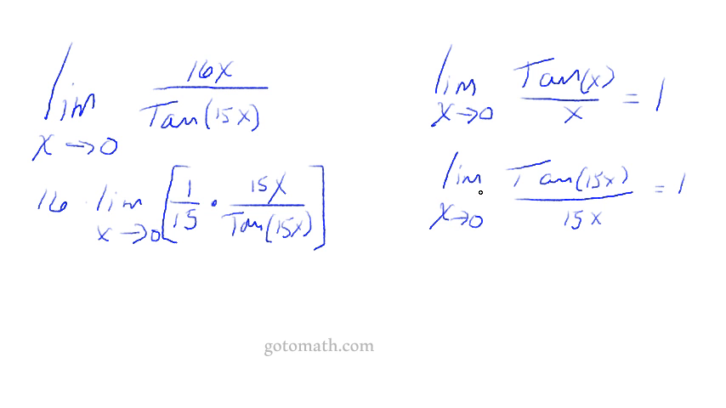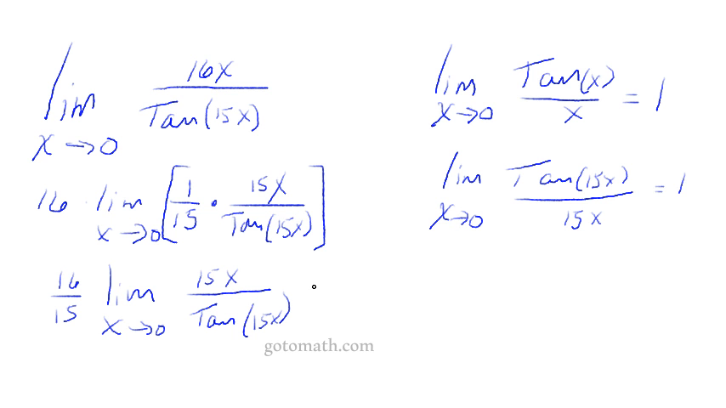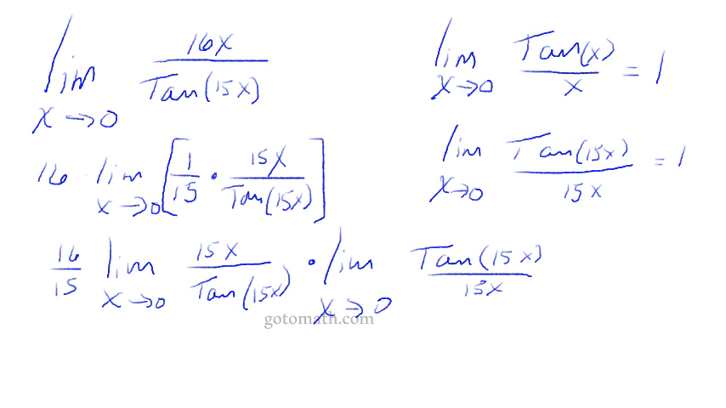So now what I'm going to do is take this limit here and multiply it by this limit. I'm going to take this 1 over 15 and take it out front also. So we've got 16 over 15, then the limit as x approaches 0 of 15x over tan of 15x, and I'm going to multiply this by the limit as x approaches 0 of tan 15x over 15x. Now I'm going to join both of these limits.